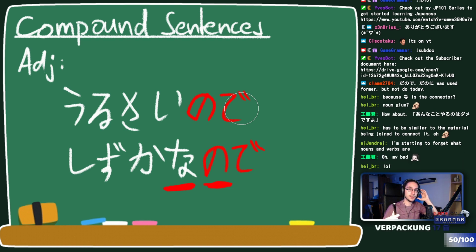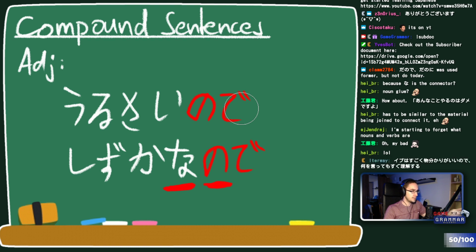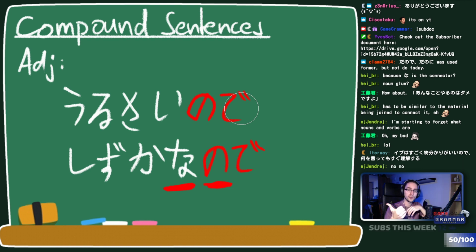I explain it in the first episode, I think, but nouns are like name words, words that describe objects or concepts. They aren't properties and they aren't actions. Verbs are actions.